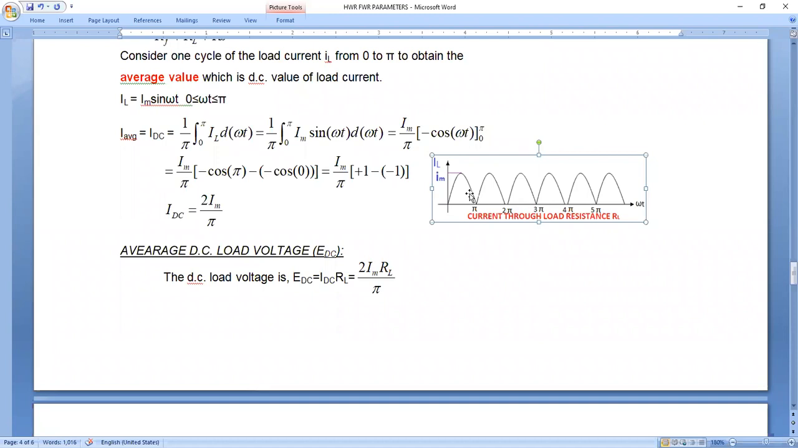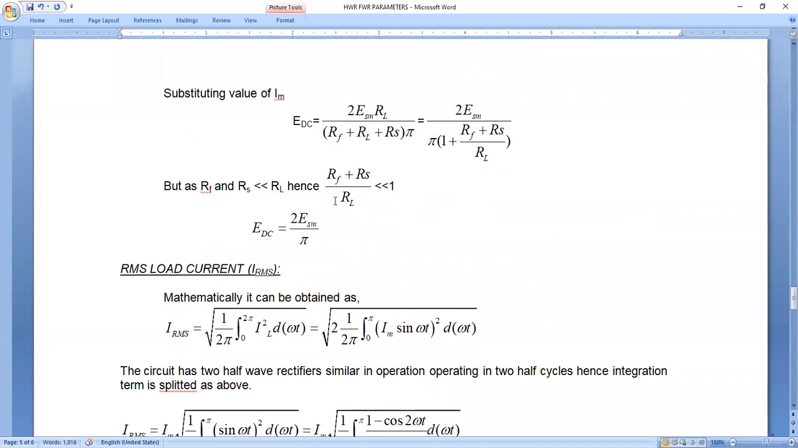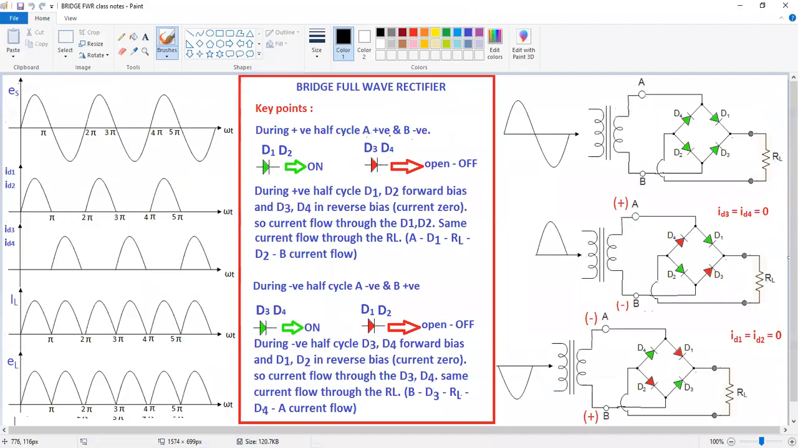That notation is this RF. In the case of the full wave rectifier, we got it as RF, whereas in the case of the bridge full wave rectifier, instead of RF, we are going to keep it as 2RF. Why is it 2RF? Why not RF? Because see here. Now see this wave.